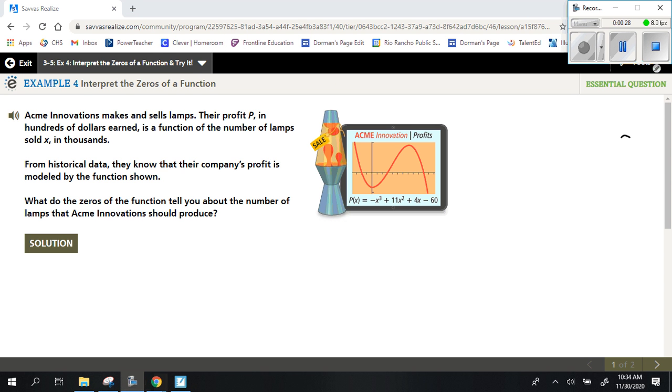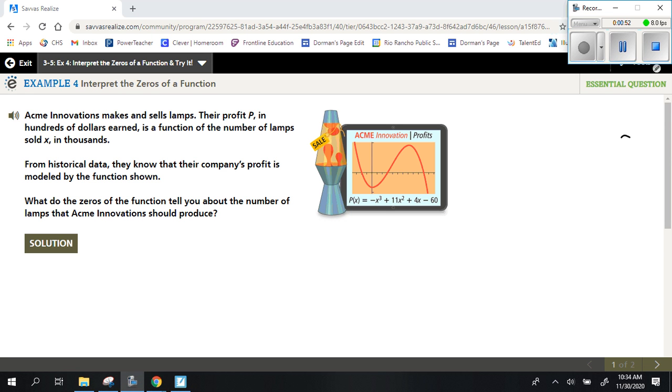So here is our application problem. Acme Innovations, they make and sell lamps. It looks like lava lamps. Their profit, P, in hundreds of dollars earned is a function of the number of lamps sold, X in thousands. Anyhow, we've got a model here and a graph for this company's profit.